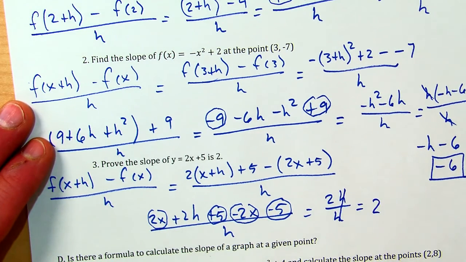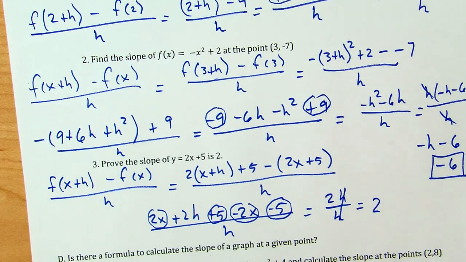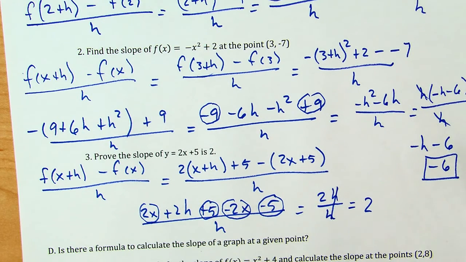What this says is that it doesn't matter what x value you plug in, you're going to get 2 no matter what. All right, the third video will help with the last section of your notes.